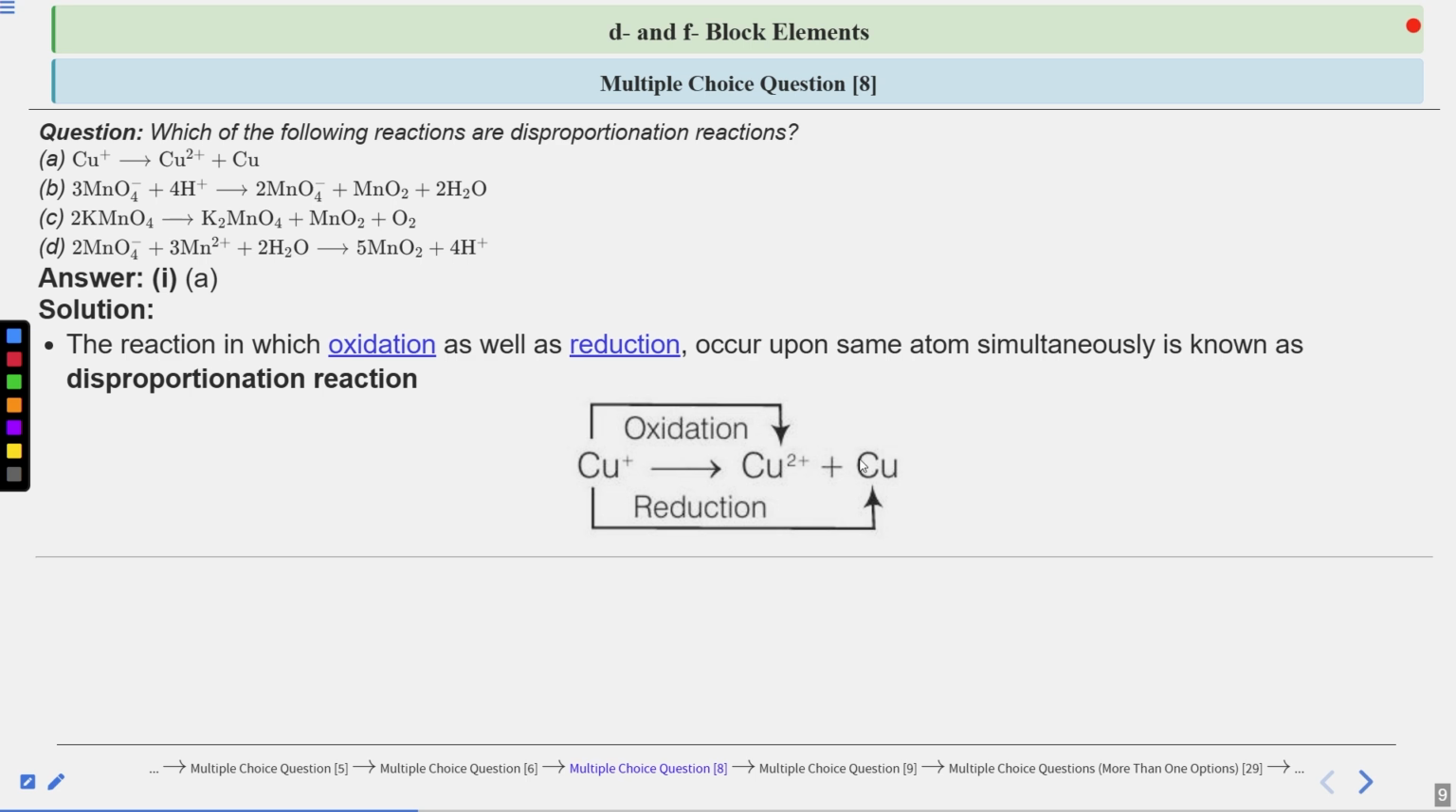So in the same reaction, with the same atom, oxidation and reduction are both happening. So this reaction will be a disproportionation reaction. Hence reaction A, Cu+ to Cu2+ plus Cu, is going to be our correct answer.